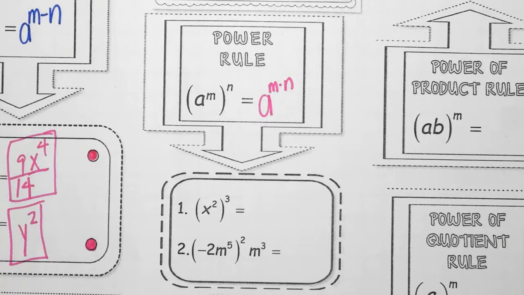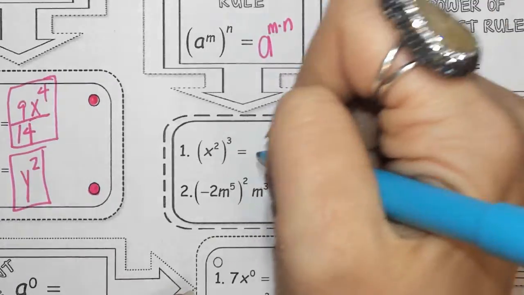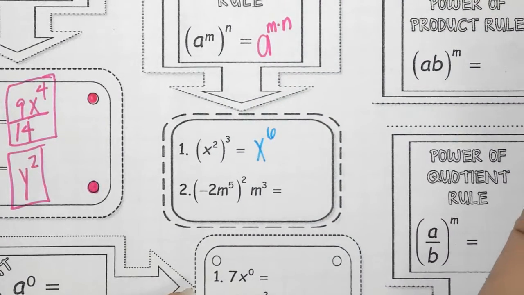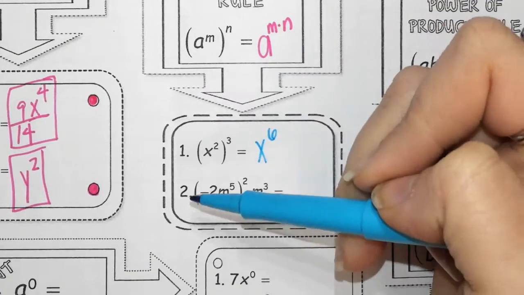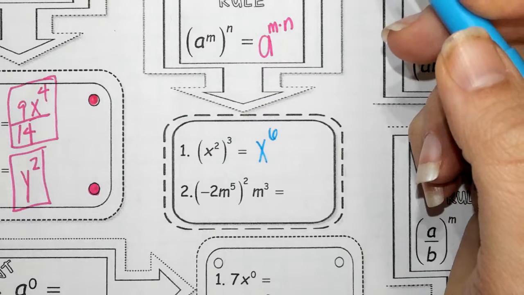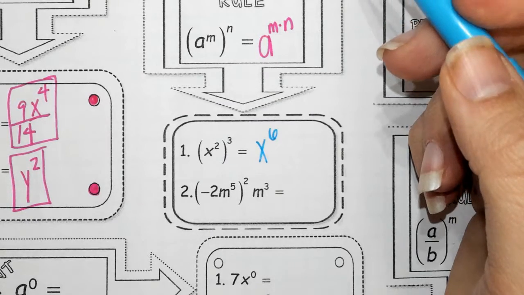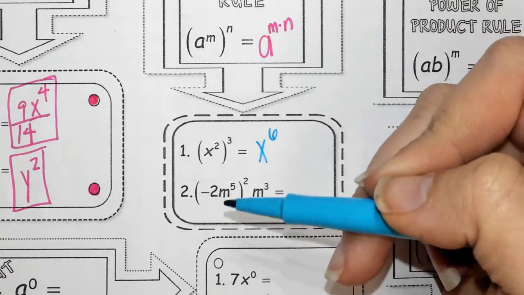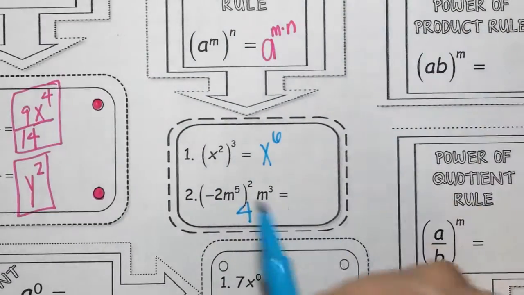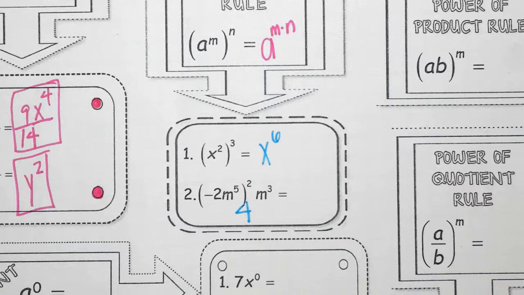All right, number 1. What's 2 times 3? 6. So it's x to the 6th power. Number 2. What are you going to do with this negative 2 and the baby 2 up top? Put it to the second power. You're going to square it. So what's negative 2 squared? Positive 4.